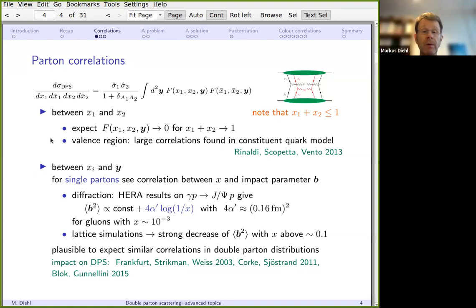There's another type of correlation, and that is between either of the two momentum fractions and the transverse distance. Here we should remember that this distance variable is the difference of the transverse positions of one and the other parton.